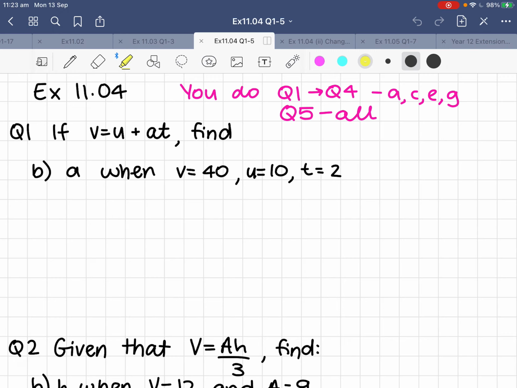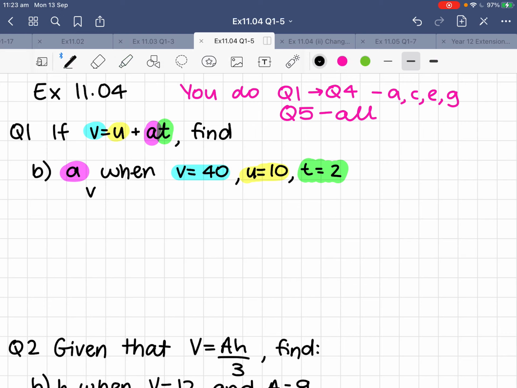So for question 1, we've been given if V equals U plus AT, find. For part B, we've been asked to find A when V equals 40, U equals 10, and T equals 2. So what we've been asked to find here is A. So I'm going to highlight that in my formula. We've been given V equals 40. We have been given U equals 10. And then finally, we've been given that T equals 2. So I have simply just written this down, highlighted the parts that have been given, and each value is going to go into the highlighted part.